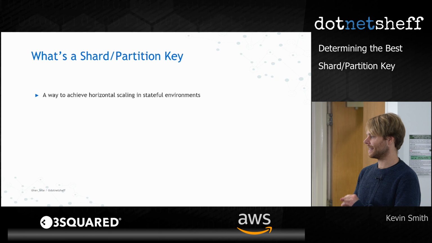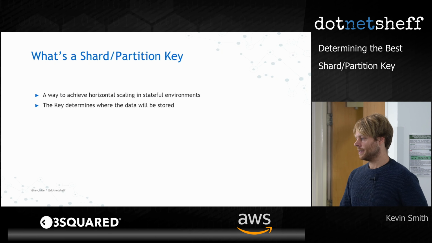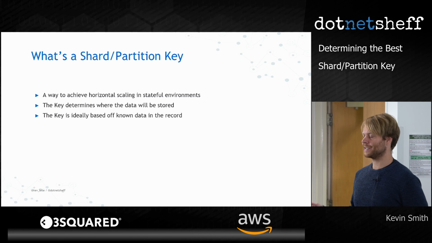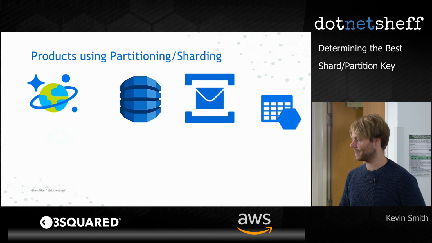If you want to store your data with fast reads and fast writes, you need to scale them on multiple nodes within your environment and be able to know where each of your records is on those nodes. So the key determines where your data is being stored across those nodes to start off with. And the key is ideally based off something which is known within that record or that row or that object.